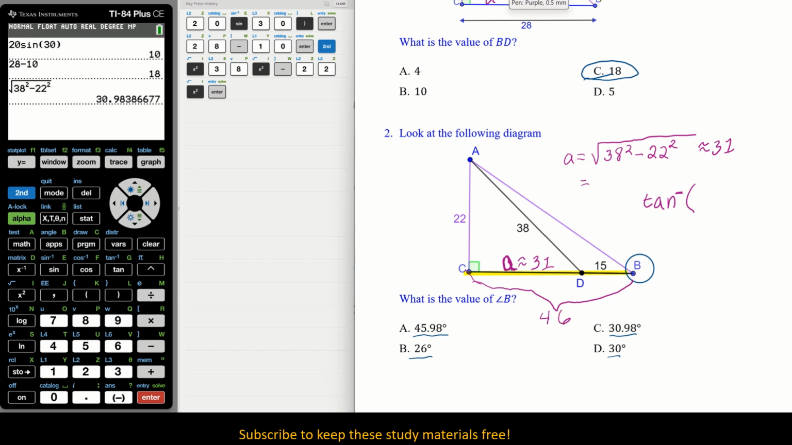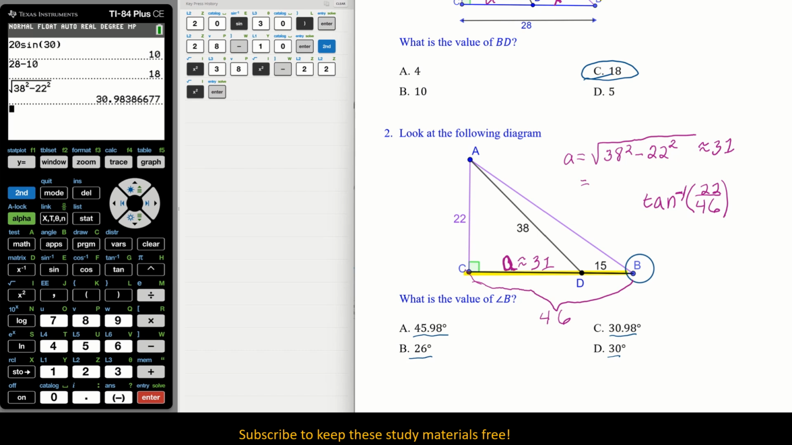Okay, so tangent, and that's the inverse. So in tangent, using the inverse, we need the opposite over adjacent. So we would need 22 over that estimated 46. Well, let's see if that gets us what we need, or if we're going to have a small error, a small discrepancy, because we estimated the length of A.